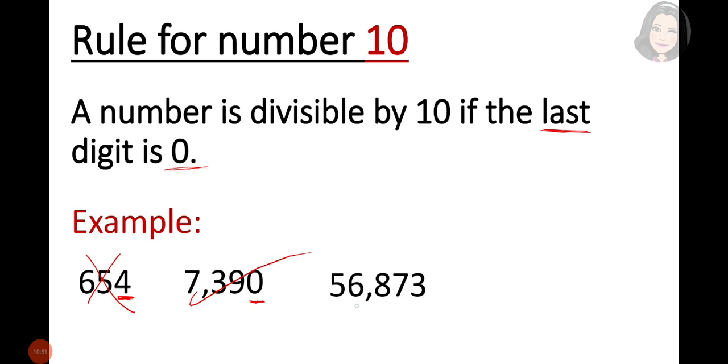Let's look at the next number, 56,873. What's the last digit? It's 3. It's not a 0, so this number is not divisible by 10. Let's look at this number, 543,740. Look at the last digit. Is it a 0? Yes, then it is definitely divisible by 10.